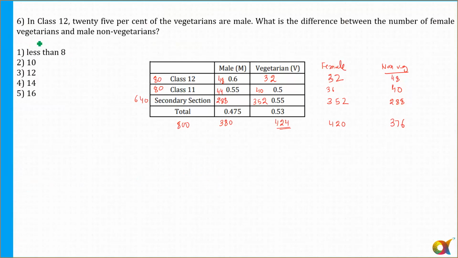6th. It says in class 12, 25% of the vegetarians are male. So in class 12, how many vegetarians are there? 32. And among them there will be male as well as female. So 25% means 1 by 4. So that is 1 by 4 of 32, that is equal to 8 of them are male. So remaining 32 minus 8, that is equal to 24 of them must be female.